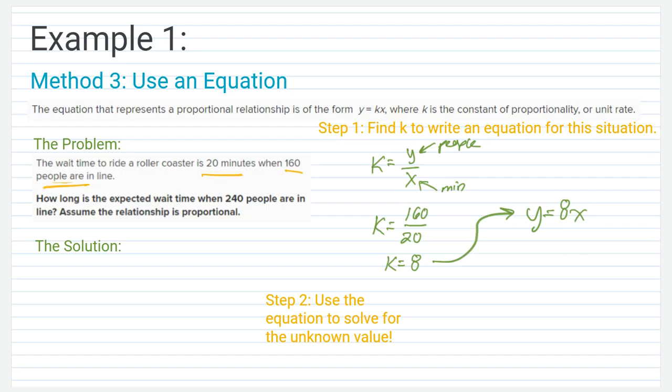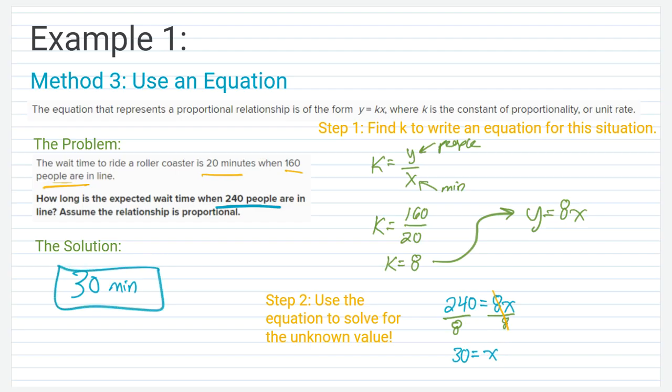So remember, y is the number of people. So in my equation, I'm going to plug in 240 people for y. So it's going to say 240 equals 8x. And now this is just a one-step equation. So to solve this one-step equation, we're going to divide both sides by 8. This will cancel out over here, right? 8 divided by 8 is 1. So you have 1x left on that side. 240 divided by 8 is going to be 30 equals x. So again, we find out that it's 30 minutes. So using an equation, especially after the last lesson, this is something that hopefully isn't too bad. It's a really good method that'll work every time.